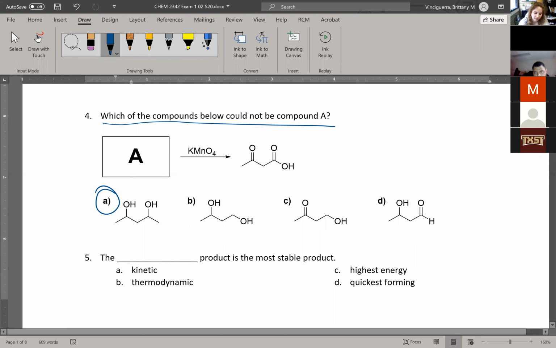And also, I really, really, really regretted that because it says which of these cannot be compound A, and then the answer was A. So I think, like, even though that's bizarre logic, I think that might have hurt some students.